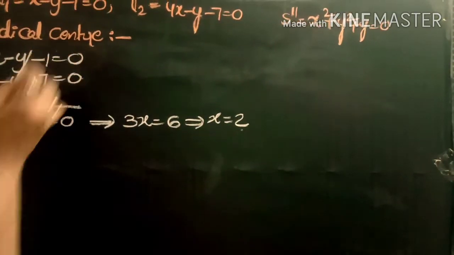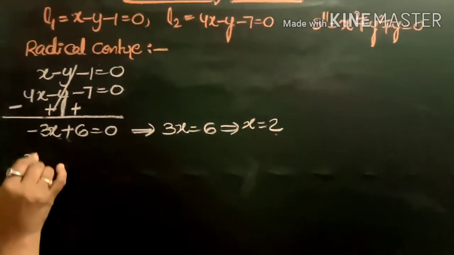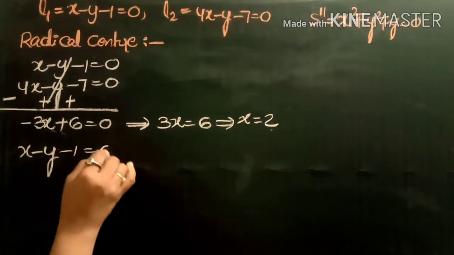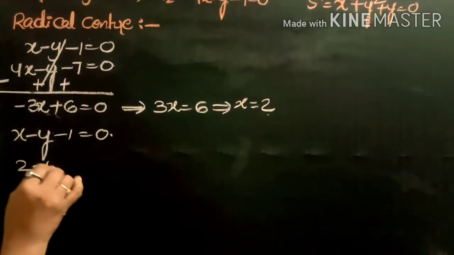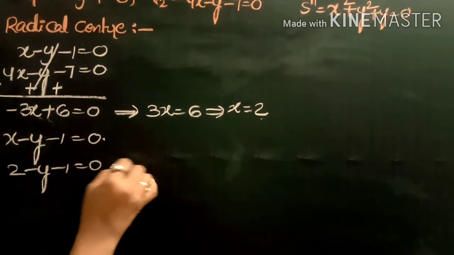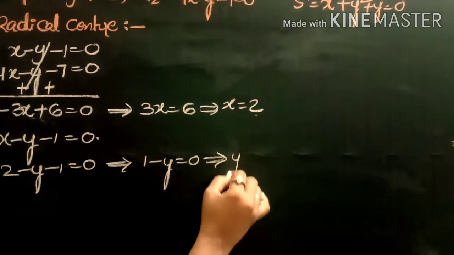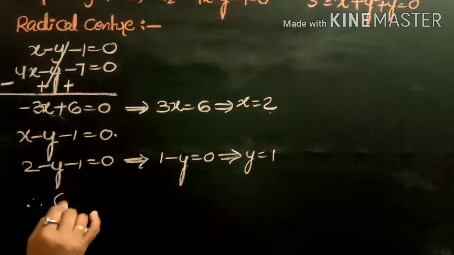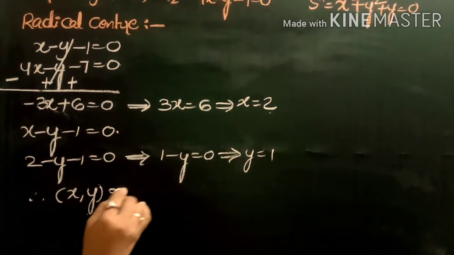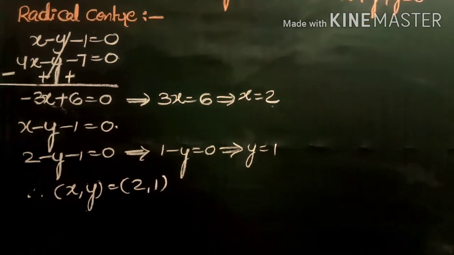Now replacing x equal to 2 in the first equation. Here we have the first equation: x minus y minus 1 equal to 0. x is equal to 2 means 2 minus y minus 1 equal to 0. That is, 1 minus y equal to 0. Then the value of y is equal to 1. Therefore, (x, y) is equal to (2, 1). Now this is the radical center.